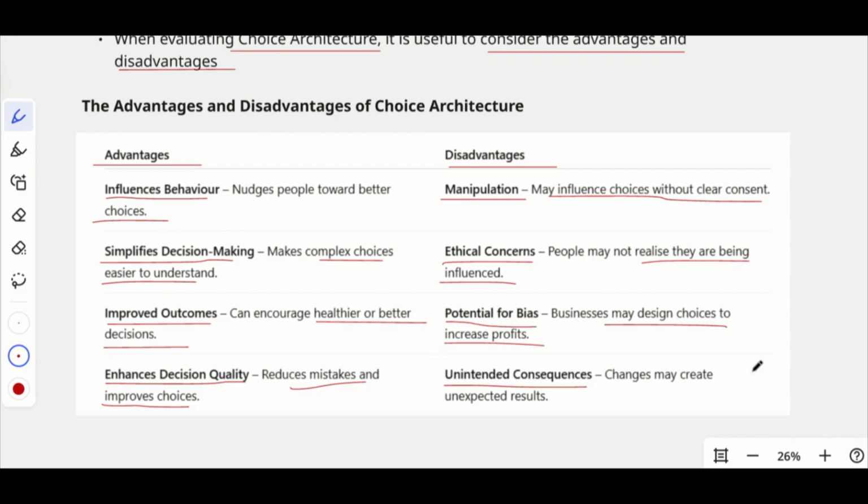And definitely some unintended consequences. Sometimes somebody will be doing something without realizing that it might cause other problems, right? That is unintended consequences. Changes may create unexpected results. For example, if supermarkets arrange kids' toys on the bottom level of the shelf, which makes it very easy for the child to get them, that might increase the financial burden of some families who are already struggling to afford their basic necessities. So it can have unintended consequences as well. Okay, so this is how we have to approach choice architecture.